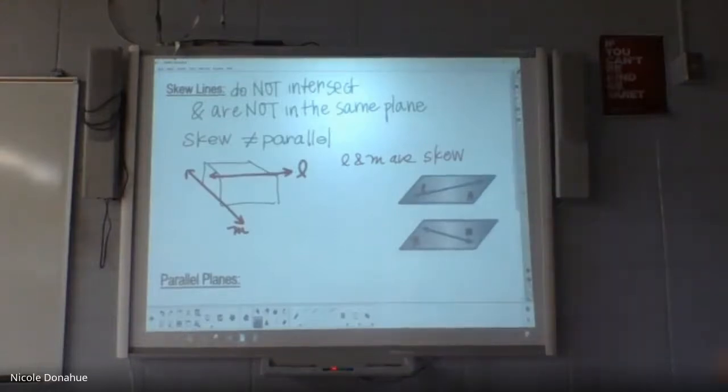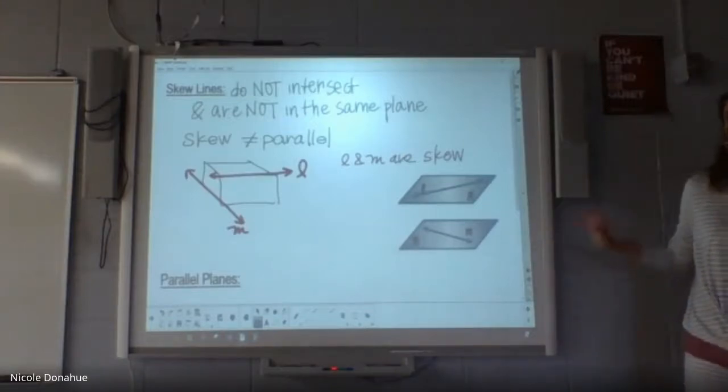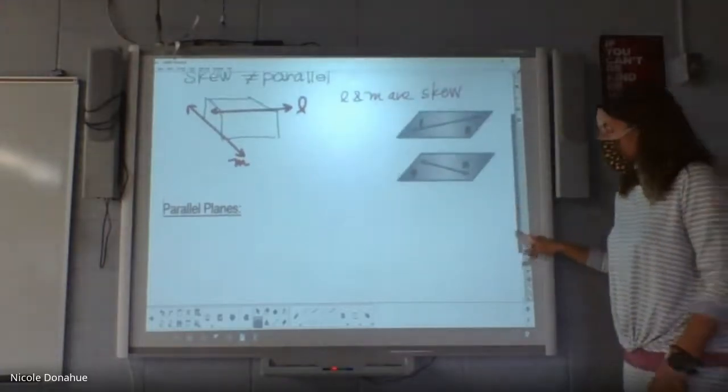Last thing on this side, I think pretty obvious, parallel planes are planes that never intersect. So like the front wall and the back wall of our classroom are parallel planes. If those got extended forever, they should never run into each other. So planes that never intersect.